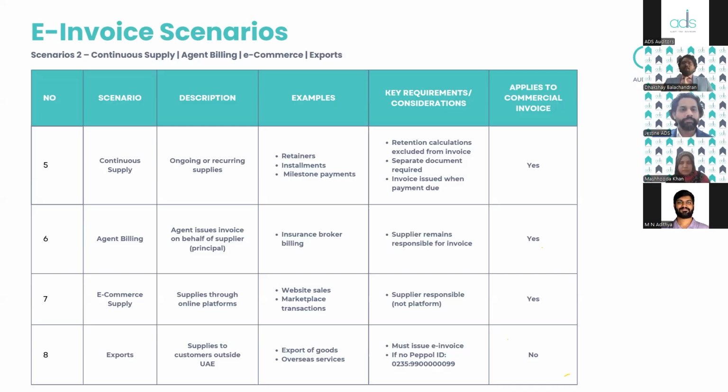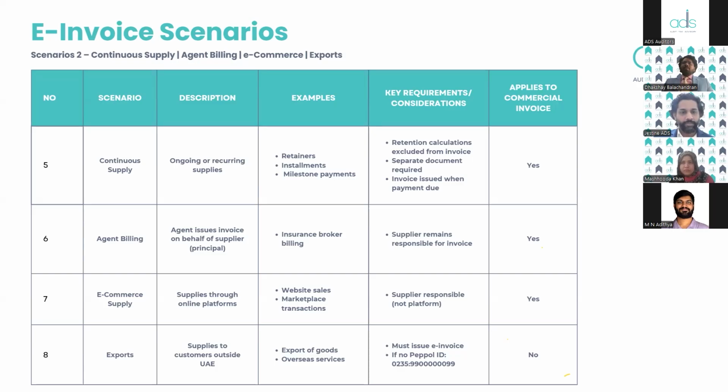Now, the seventh scenario is e-commerce supply. Let's say the supplies happen through online platforms like website sales or marketplace transactions. In this case, it's also the same. Even though it goes through an e-commerce platform like Amazon or Talabat, you are responsible. The supplier who supplies these goods is responsible for creating a commercial invoice, the e-invoice, and giving it to the buyer if it is a B2B transaction. So yes, it applies to commercial invoice as well.